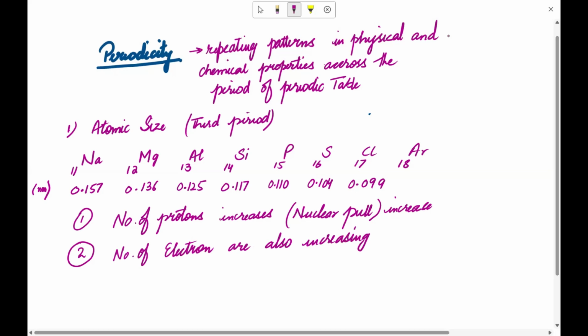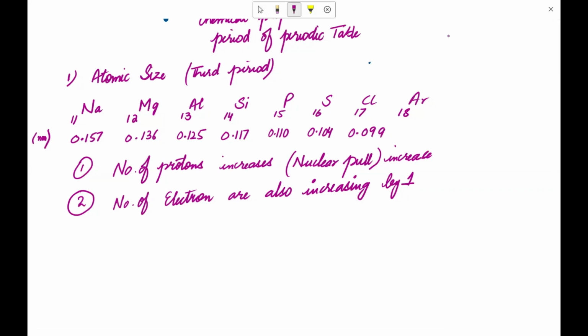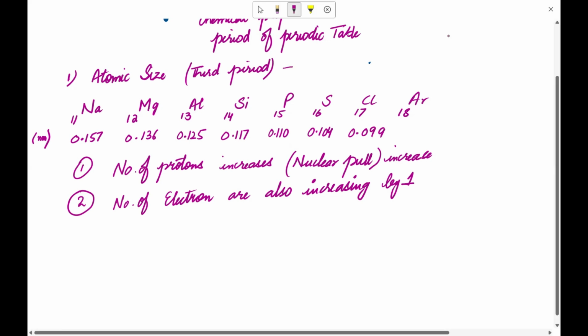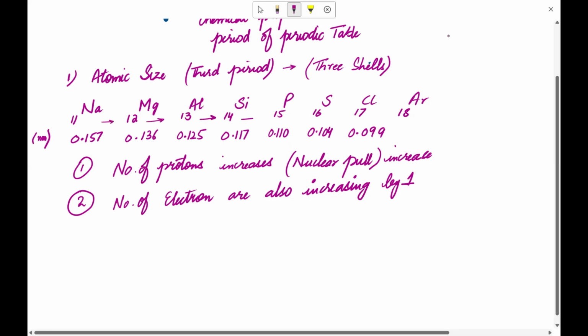Is that clear? Increasing by 1. So the new electron which has been added in sodium, in magnesium, in aluminium, is it going into the same third shell, or into some other shell? What do you think? It will go into the third shell. Yes, they all are going into the third shell because the period number also corresponds to the number of shells. So all have three shells, and the electron added from sodium to argon is added into the third shell.